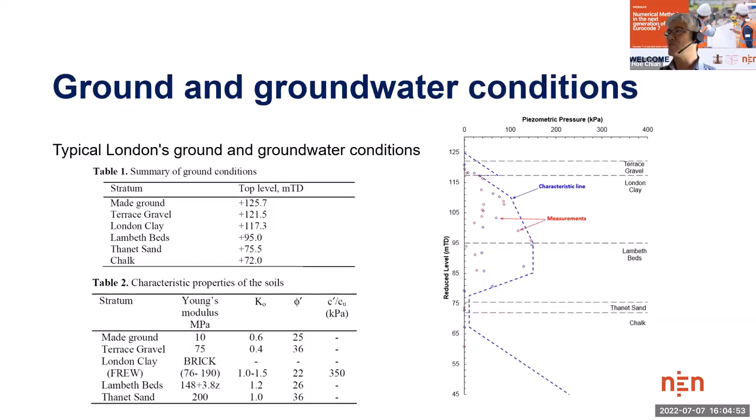Ground and groundwater conditions, typically in central London: you have a few meters of made ground over terrace gravel, and beneath that, London clay followed by Lambeth beds, Thanet sand and chalk. These are the properties, which I'm not going to go into in detail, and a typical underdrained groundwater profile in central London.